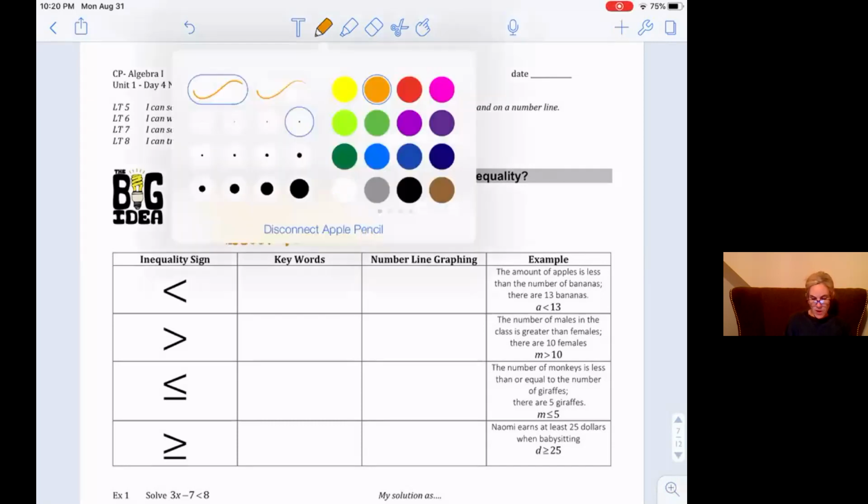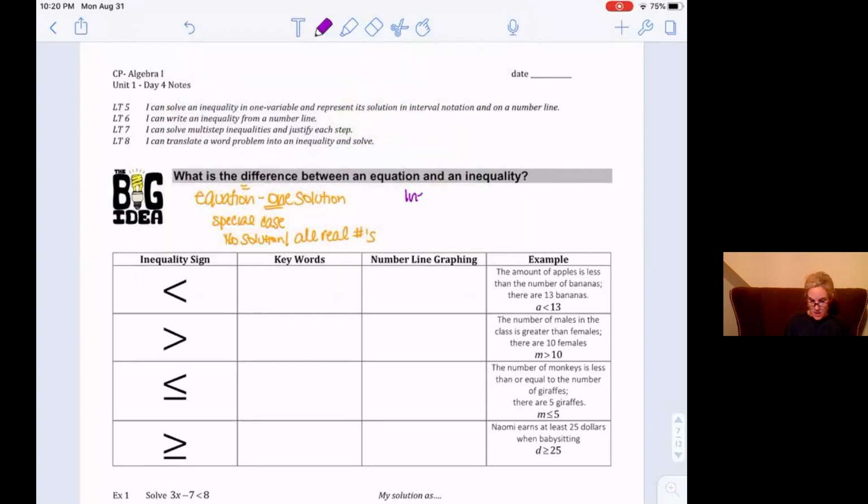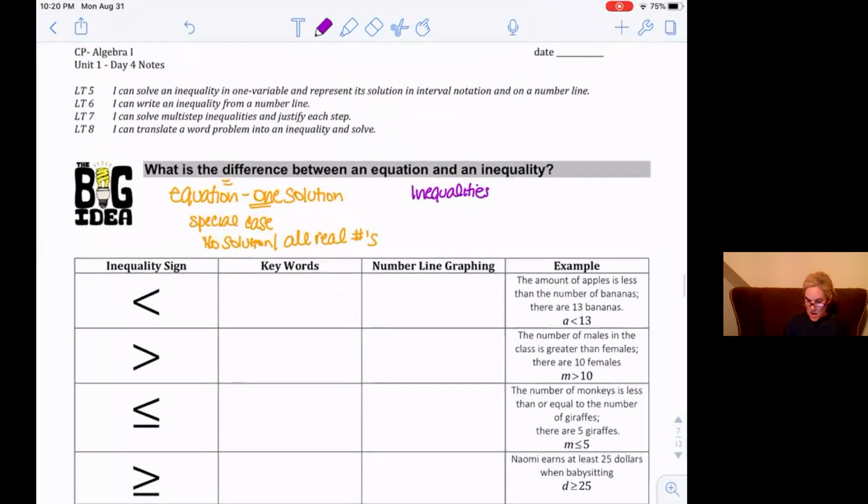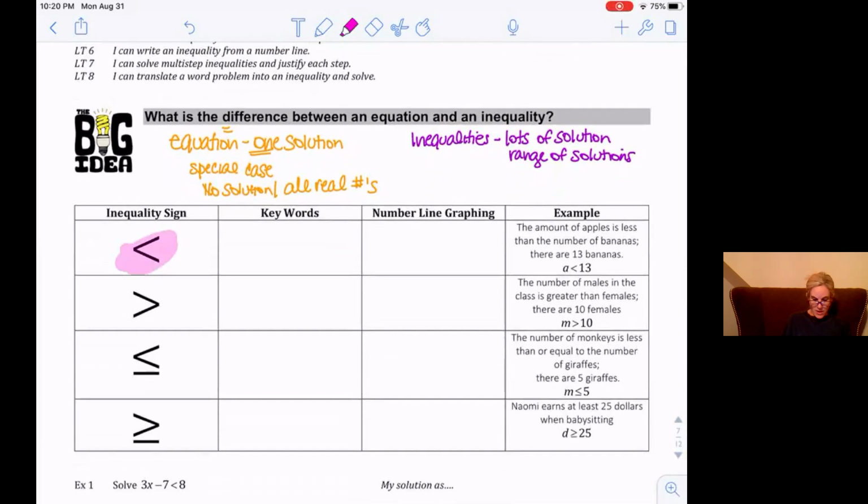When we're dealing with inequalities, we're looking at lots of solutions, or a range of solutions. Inequalities, you will know them as the following symbols. We've got these four right here, and we need to know what each of these four symbols mean.